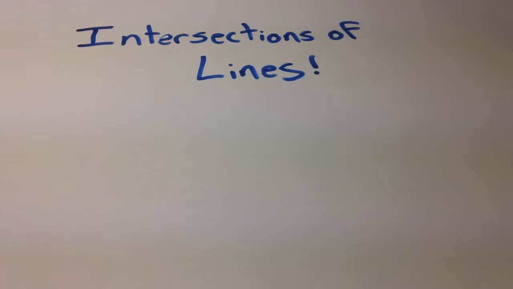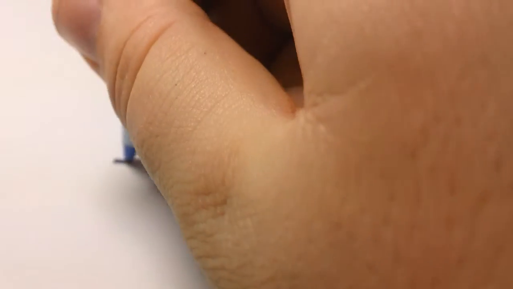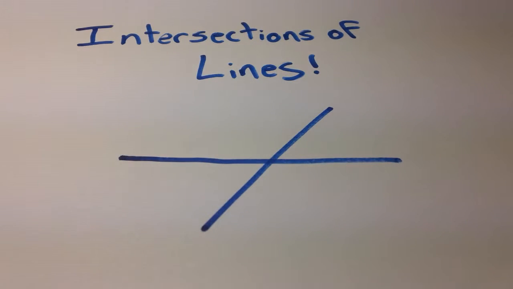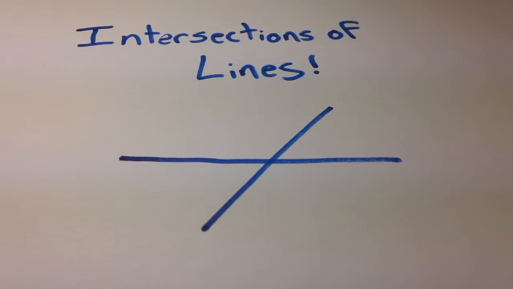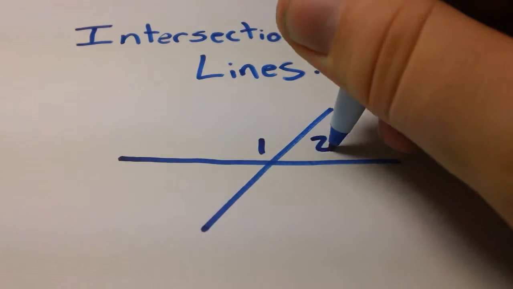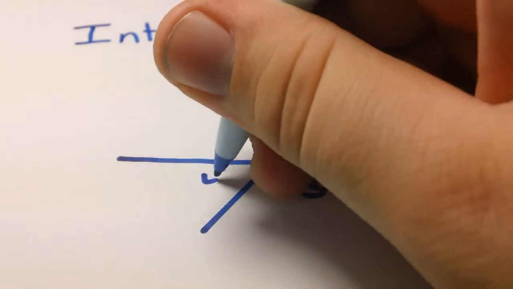So what I mean by an intersection of lines is whenever we have one line that does something like that and another line that does something like that. So they meet at this intersection. And by intersecting like this, they create four angles. Now, in my classes, I always label the angles 1, 2, 3, and 4.